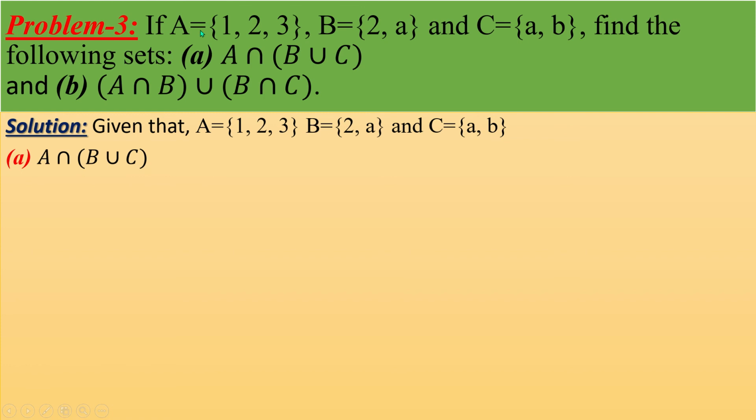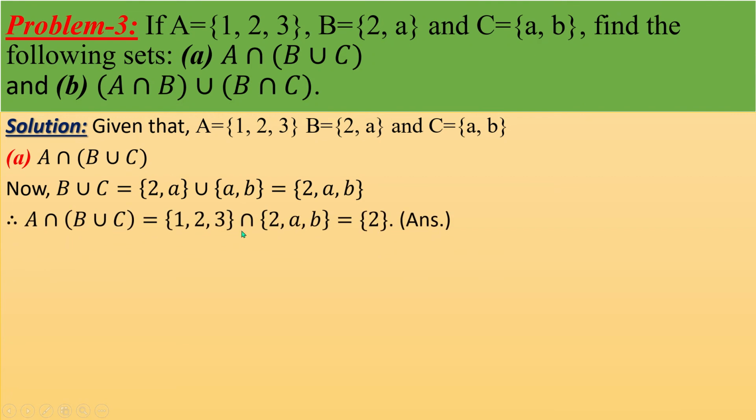A problem is given. If A equals this, B equals this, C equals this, find the set A intersection B union C and intersection B union B intersection C. Here is the given condition. B union C we can write as 2, A, B. Common elements we take only one. Therefore A intersection B is the common element, here only 2.